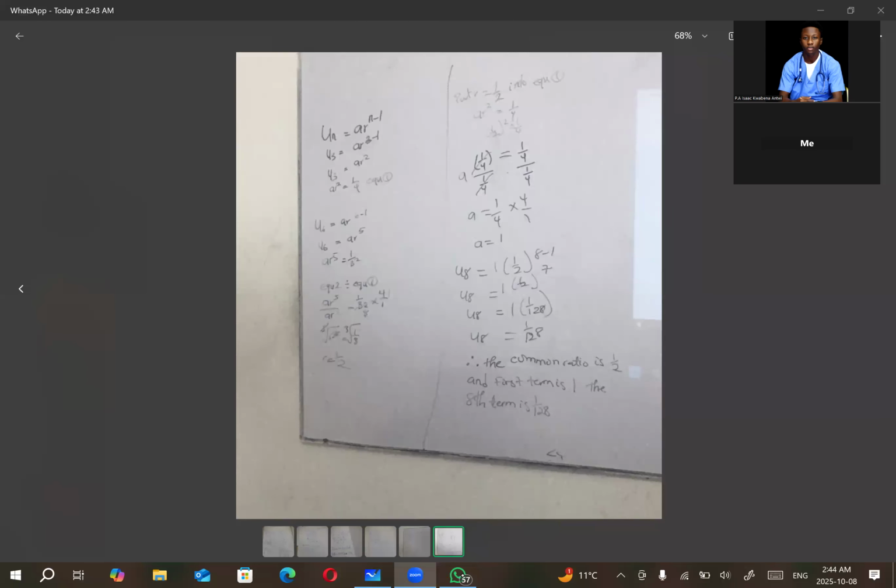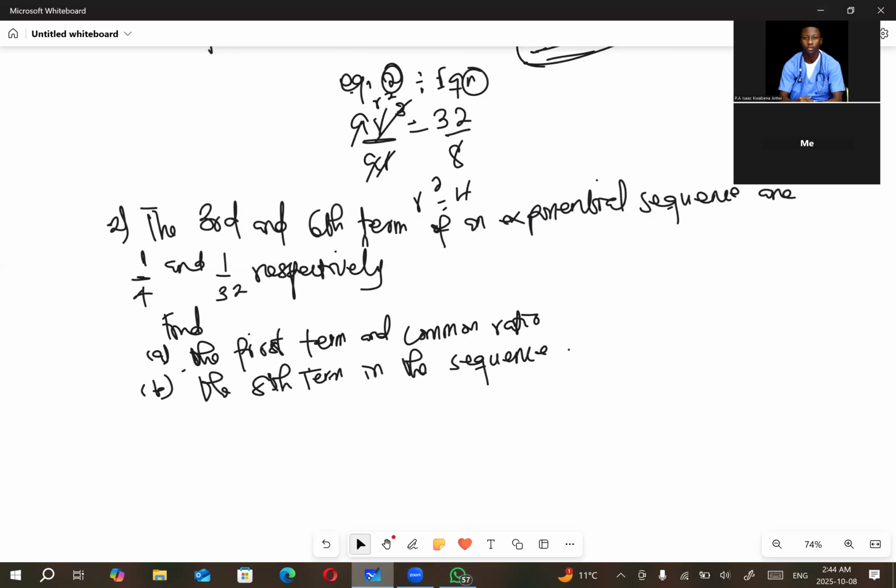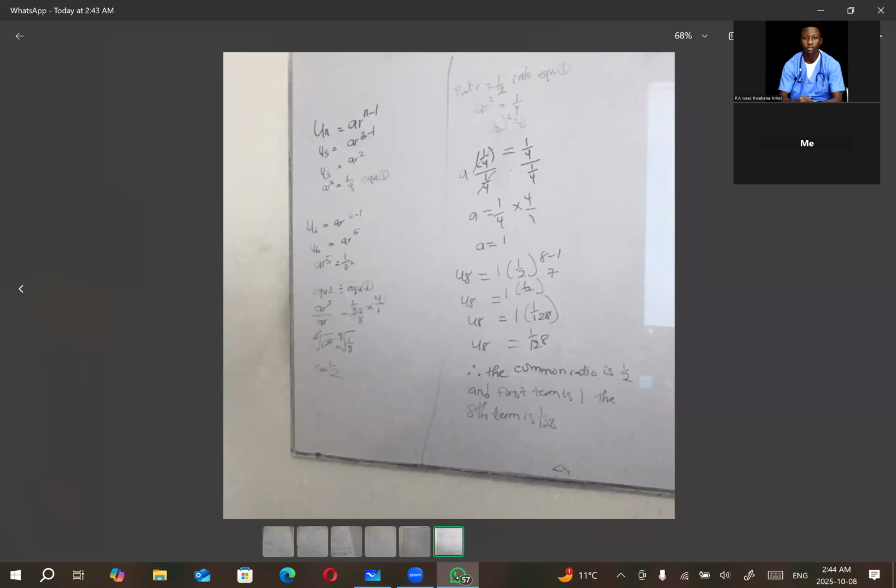All right, we look at the solution to this very question. The third and the sixth term of an exponential sequence are 1 over 4 and 1 over 32 respectively. Now we have to find the first term and the common ratio. So the third term will be 1 over 4, the sixth term will be 1 over 32. Let's see what they have here. Third term 1 over 4.